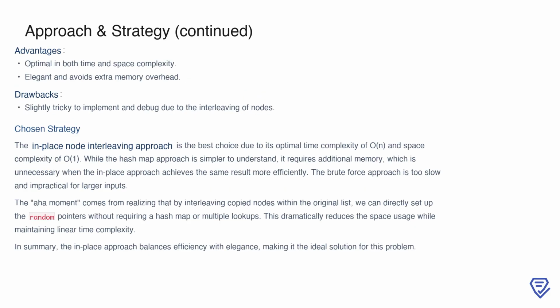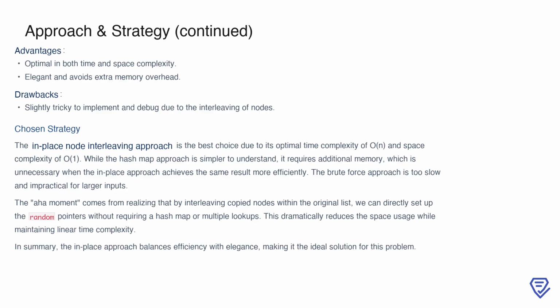The in-place node interleaving approach stands out as the best solution due to its optimal time complexity of O(n) and space complexity of O(1). By directly interleaving the copied nodes within the original list, we eliminate the need for extra memory, making this method both elegant and efficient. While the hash map approach is simpler to understand and implement, it requires additional memory, which is unnecessary given that the in-place approach achieves the same result more efficiently. The brute force approach is simply too slow and impractical for larger inputs.